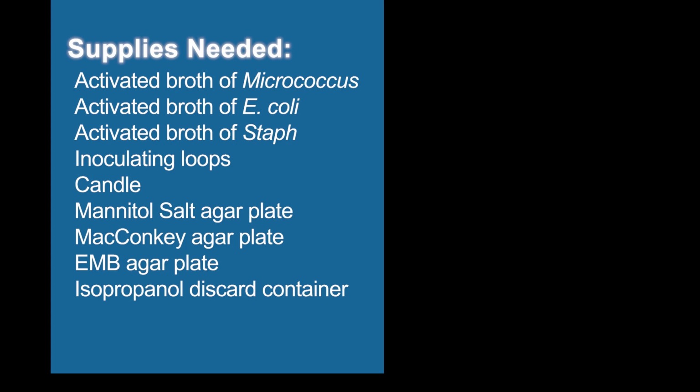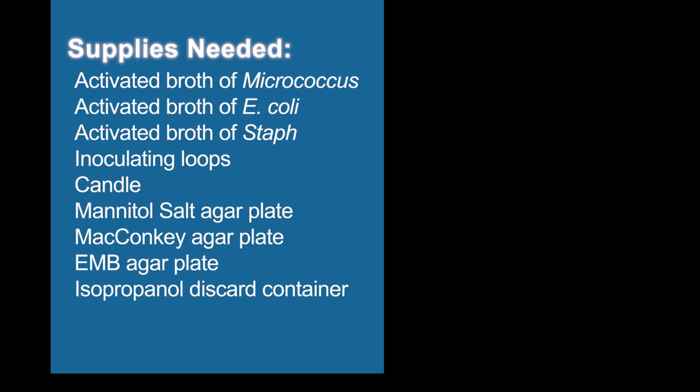So you need an activated broth of micrococcus. This should have been saved from the previous lab since we use micrococcus. And you're also going to need E. coli and staphylococcus. These you have not yet activated, so you'll have to follow the procedures from previous labs to activate and incubate E. coli and staph to the point where you can see growth or turbidity in each of those activated broths. It's only at that time when you have 3 grown bacterial cultures that you can do this lab. So make sure you have activated grown cultures of each of those 3.